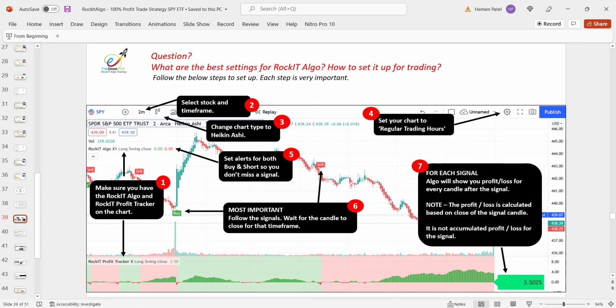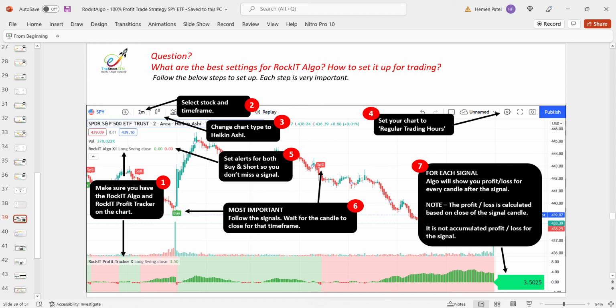And this is a very important thing. Set your chart to regular trading hours. We only work on signals that are generated for regular trading hours. We'll show you on prior slides how to set this up in TradingView. But we don't trade extended trading hours because it's out of our control. A lot of volatility, a lot of ups and downs. The algorithm will give you signals during extended trading hours, but if you're playing options, you can't act on it. So just set your chart to regular trading hours, and then how the profit tracker works here below.